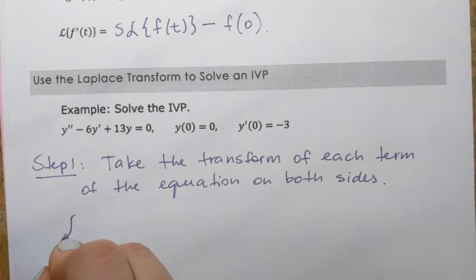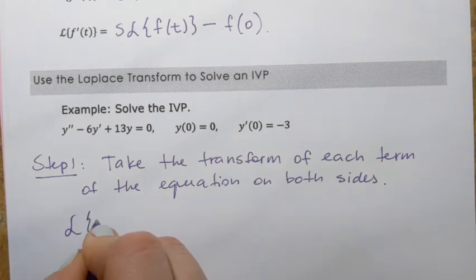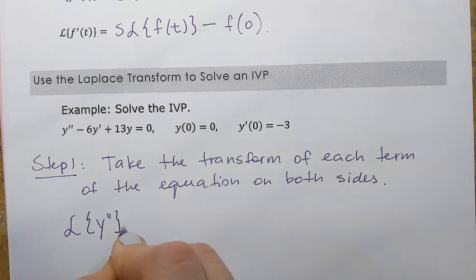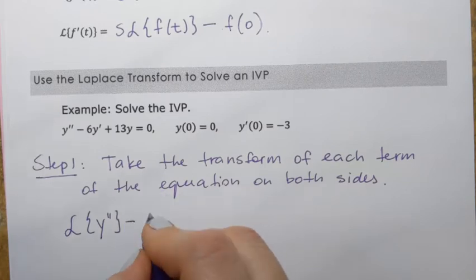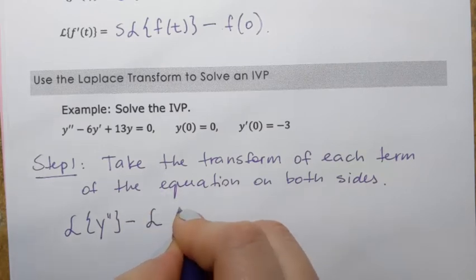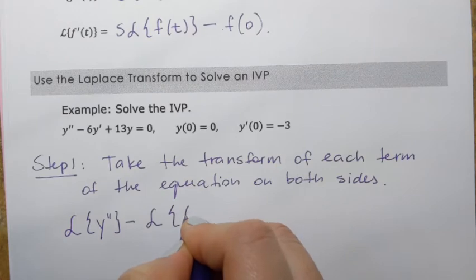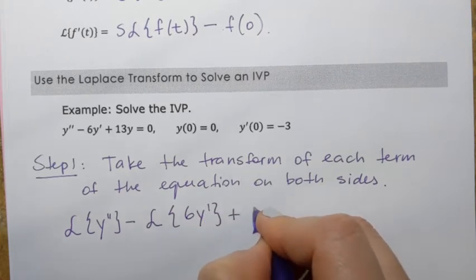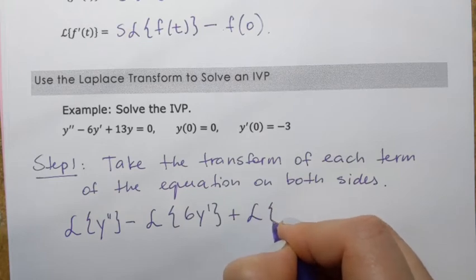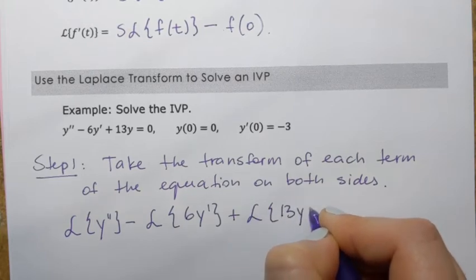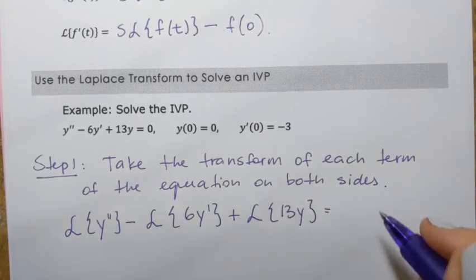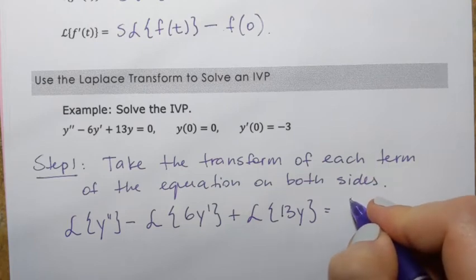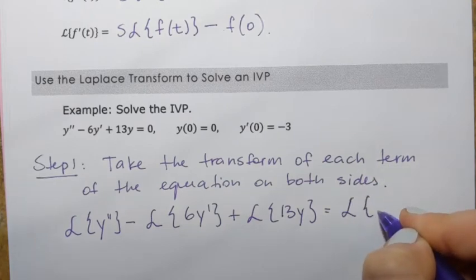So the Laplace transform of the first term, y double prime, minus the Laplace transform of the second term, 6y prime, plus the Laplace transform of the third term, 13y. And of course, I need to do it on the right-hand side. So the Laplace transform of 0.